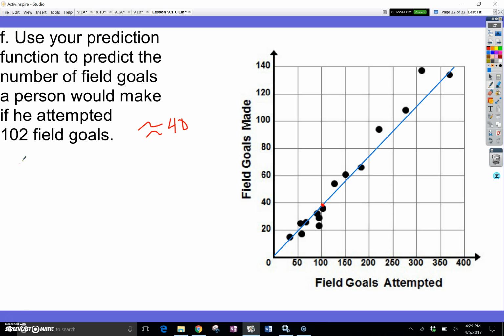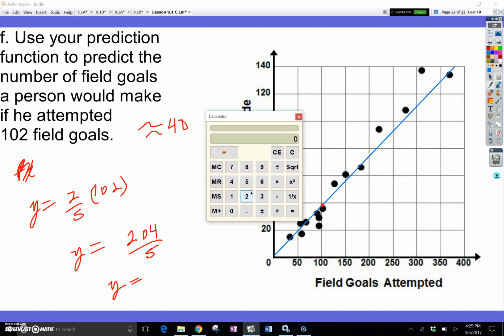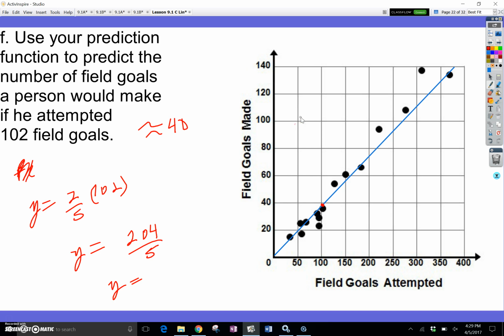Let's actually use our equation now. So we have the function, let's see, how many field goals would I make? y is equal to 2 over 5 times 102. So now I'm going to multiply these together. I'm going to get y equals 204 over 5, which would be just over 40. So y would equal, I'm going to use the calculator really quickly, 204 divided by 5, and that means 40.8.